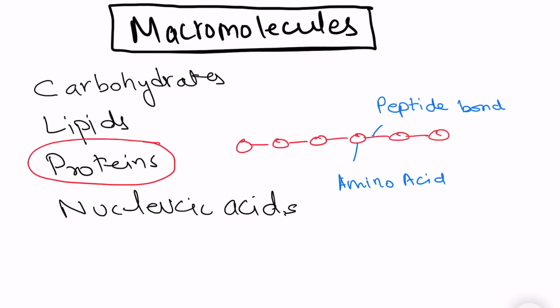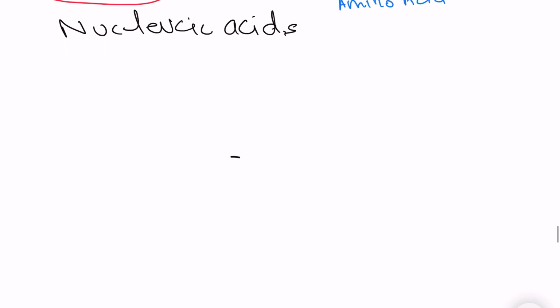Now let's look at the structure of an amino acid. We have a central carbon atom that is attached to a carboxylic acid group at one end and an amino group at the other end. That is where it gets its name, amino acid.